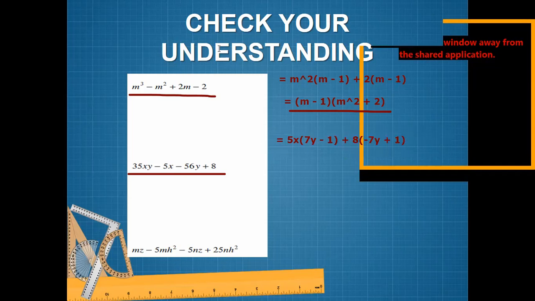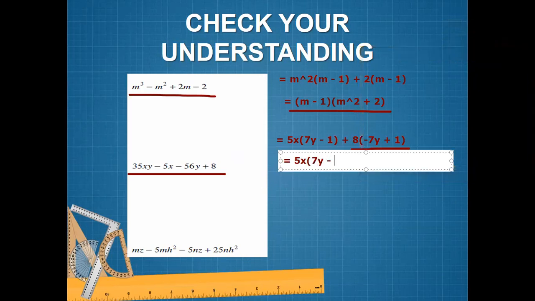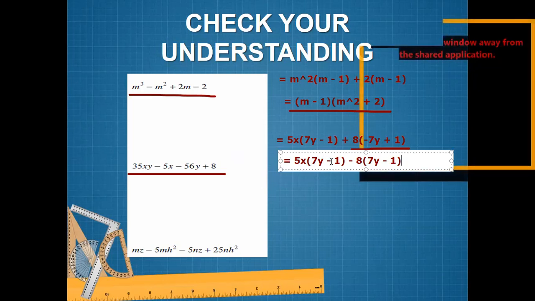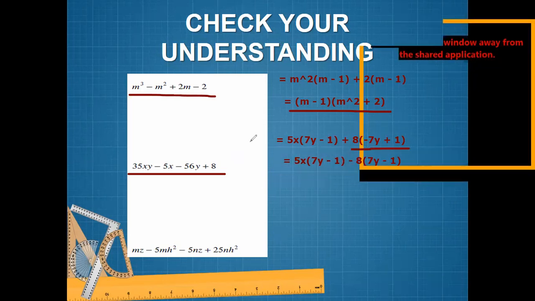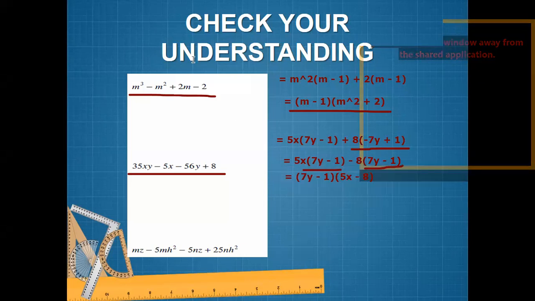In this case, we're going to factor out the negative sign, or negative 1. So this will be 5x multiplied by 7y minus 1, minus 8 multiplied by 7y minus 1. That's the case. Your greatest common factor here is 7y minus 1. We'll factor this as 7y minus 1 multiplied by 5x minus 8. Okay, so this will be the answer for this particular problem.